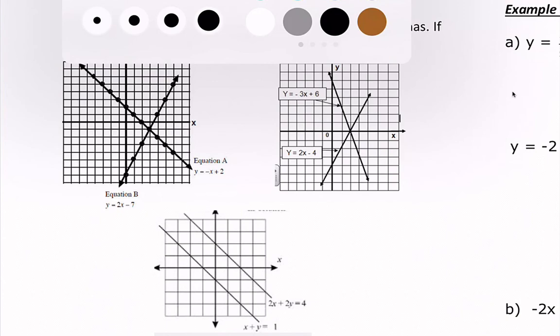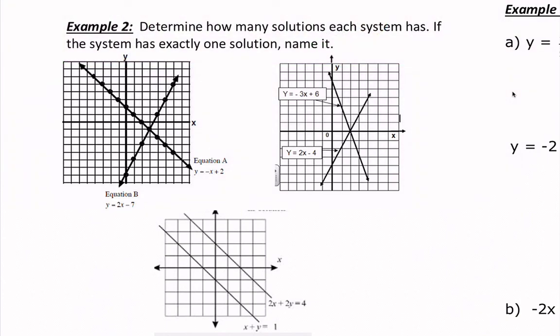Okay, so on this next one, it says determine how many solutions each system has. If it has exactly one solution, name it. Well, on this first graph, I have these two lines, and I can see that they cross, so I know it's going to have that one solution right here at that intersection. I have to name that coordinate, and they intersect at the point 3, because it goes to the right 3, and then down 1, so negative 1.